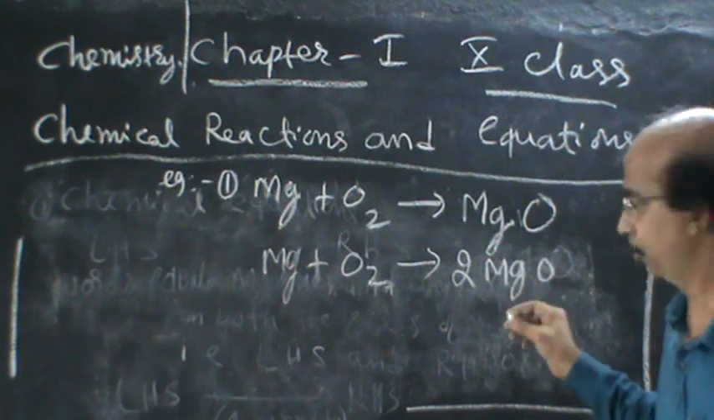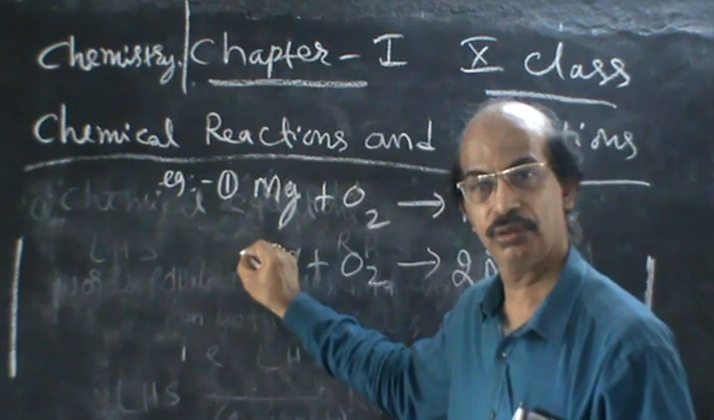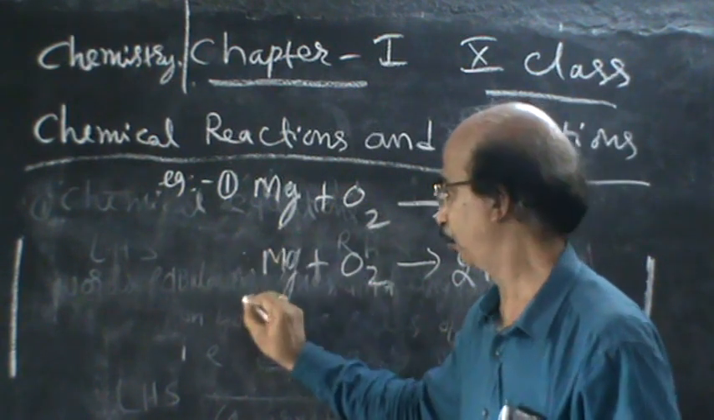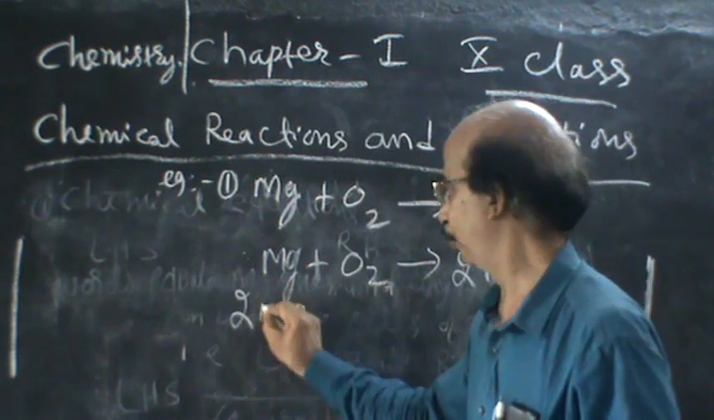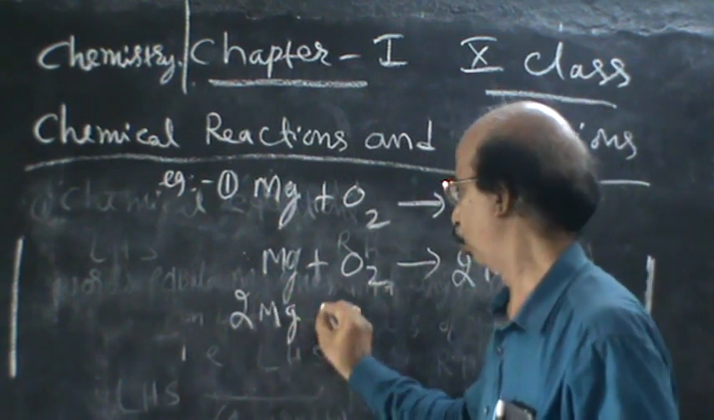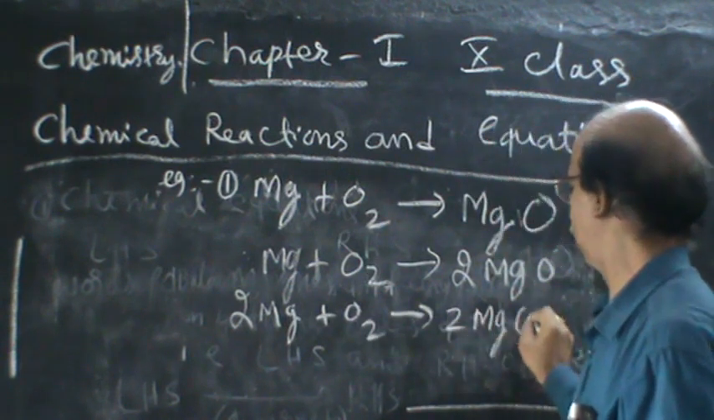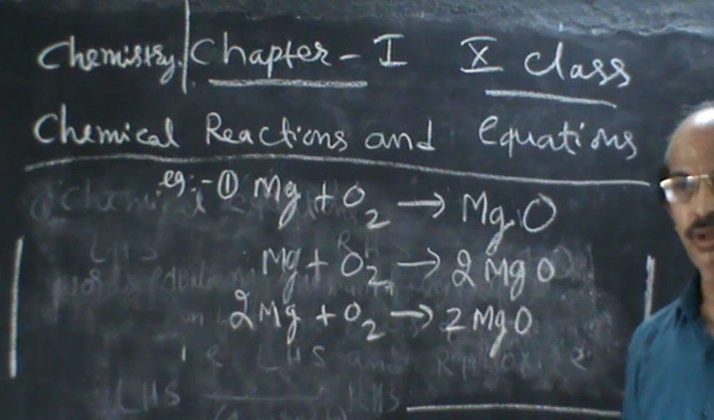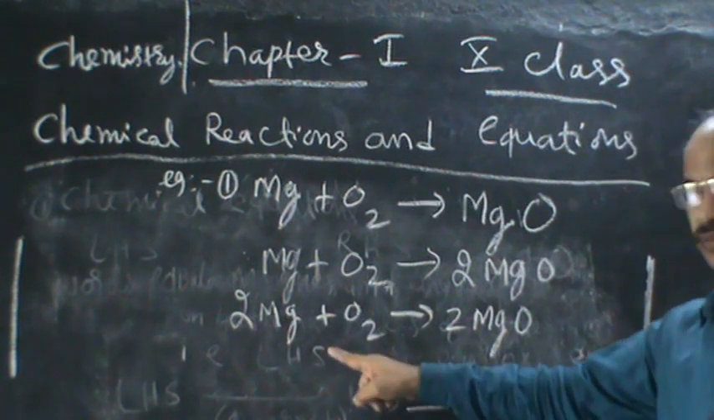Till the next one comes. So 2 Mg. Here only 1 Mg. Magnesium only 1 atom. So let us make 2 here. Don't write down anything else. 2 Mg plus O2 gives rise to 2 MgO. Like this you have to do. So this is called a balanced equation.